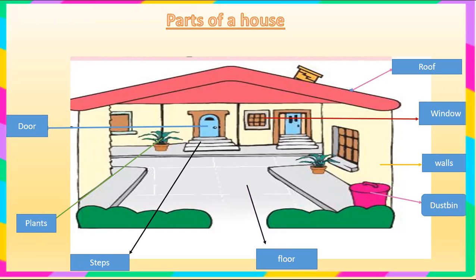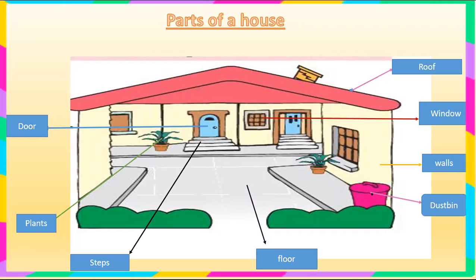Door is the main entrance of the house. For going inside or coming outside. We usually use the roof to protect the house from sunlight, rain, wind, everything. Why do we need a house, children? To protect ourselves from sunlight, rain, and wind, etc. Yes, so we need a shelter. So we need a house.